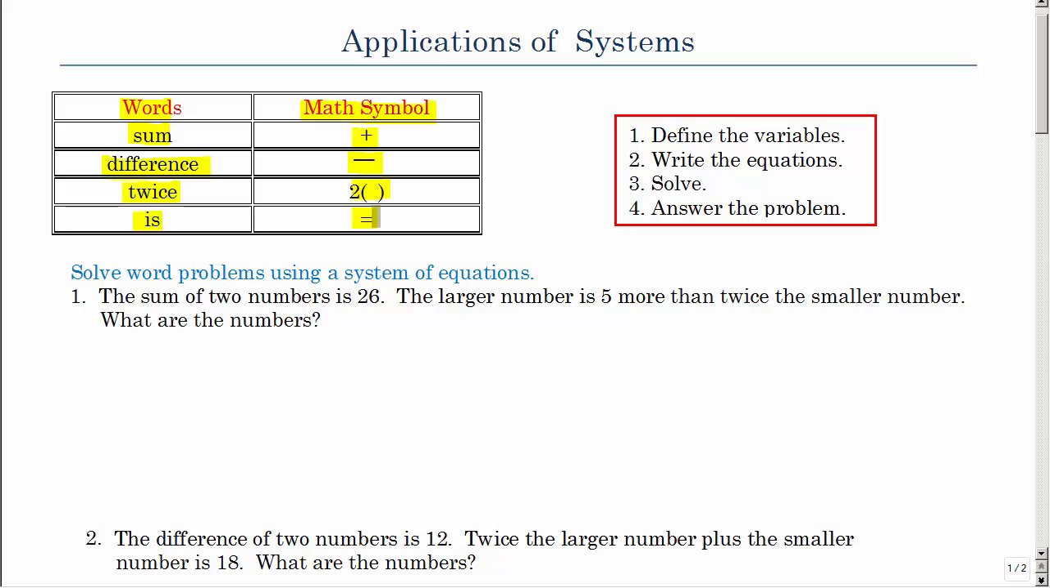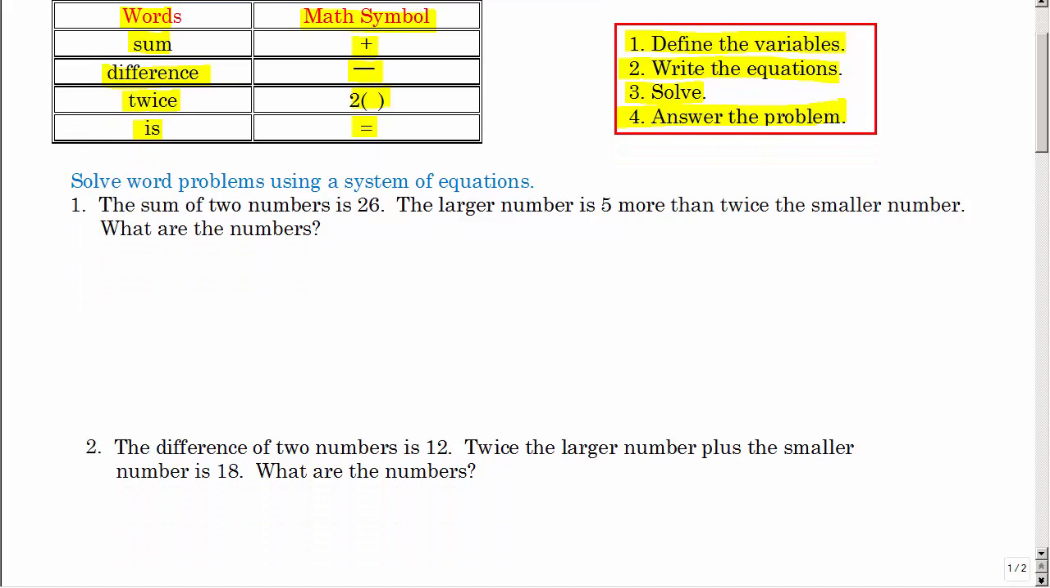On a previous lesson, way back, we did some word problems, and I asked you to do certain things. I'm going to ask you to do the same thing here. We want to define the variables, and this time we have two variables. We want to write the equations, and we want to solve and make sure we answer the problem. In these problems, we're going to get a system of equations. It's actually probably easier than just using one variable, believe it or not.